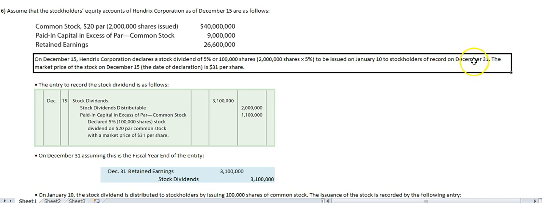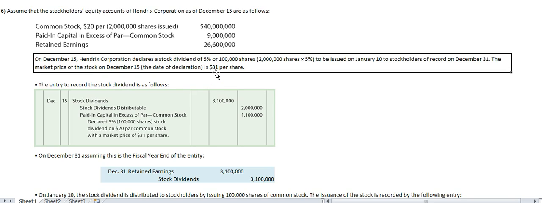So this is the declaration date here, January 10. This is the, that's the date of record. Excuse me, and the market price of the stock on December 15 was $31 per share. So that's going to tell you how you're going to value that stock, $31 per share.